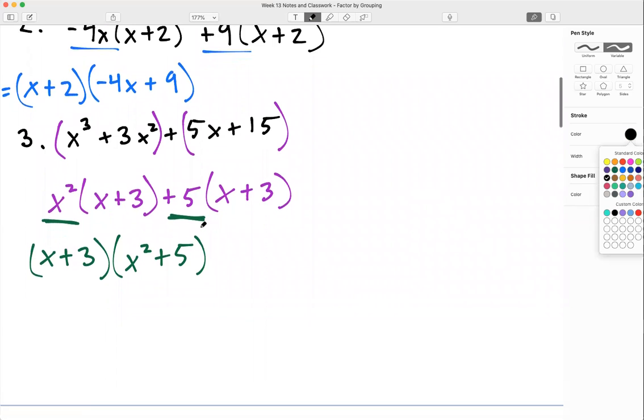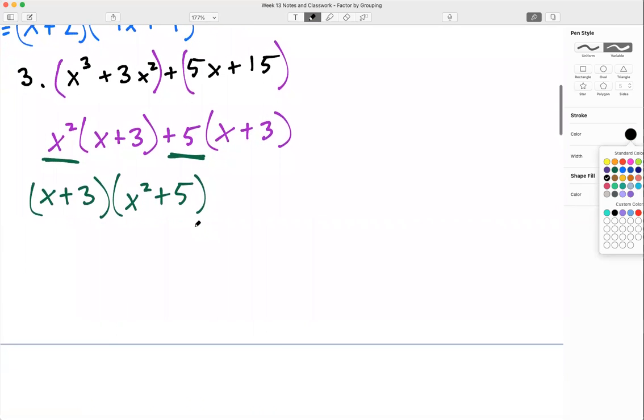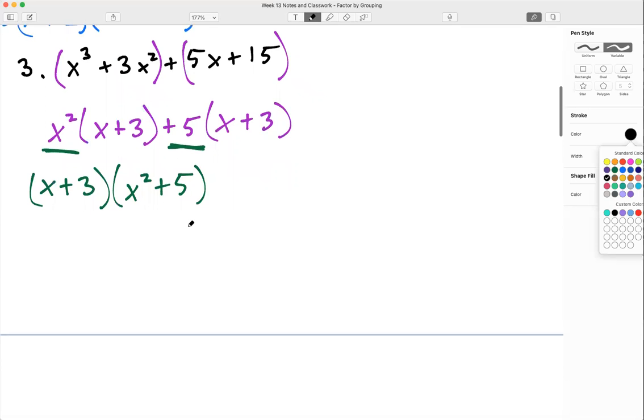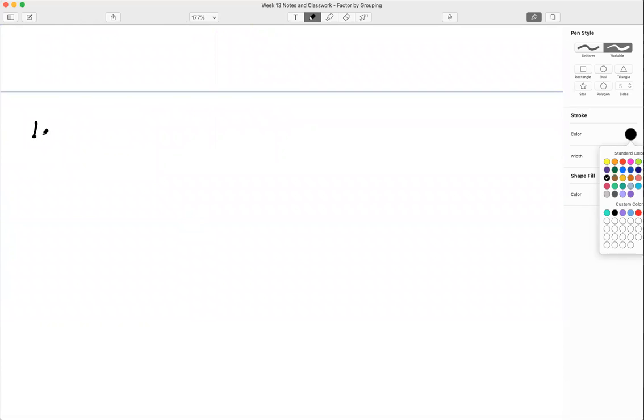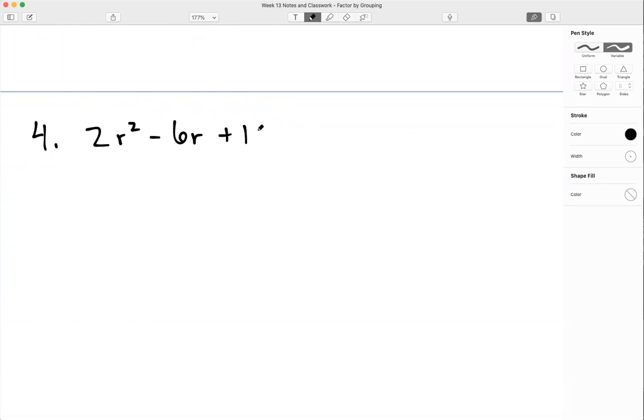All right. Next question here. I think we'll probably go down to the next page. Number 4. 2r squared minus 6r plus 12 minus 4r.